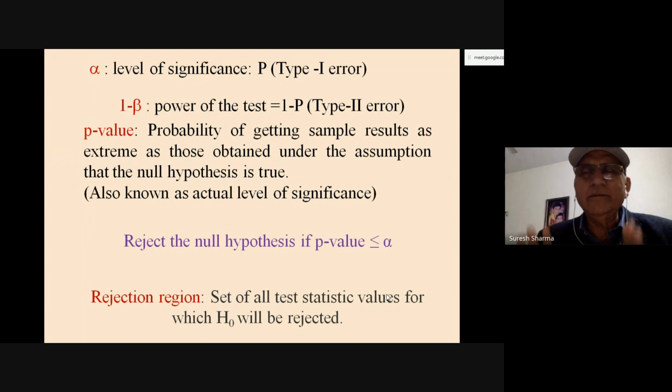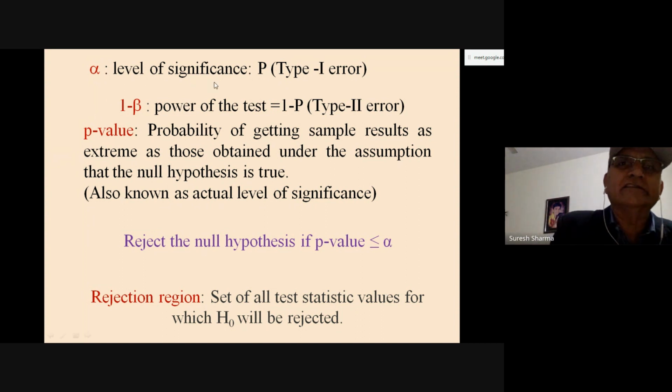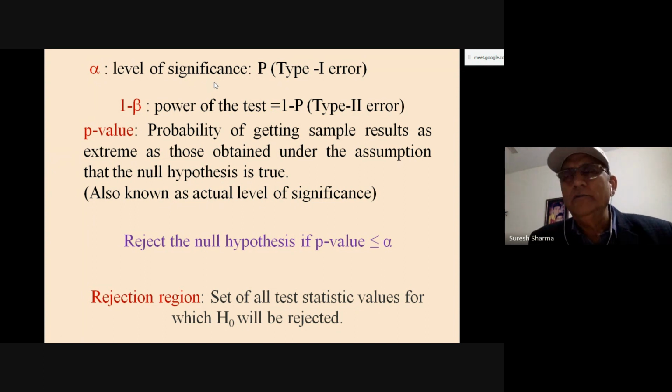And the maximum, or listen to me carefully, please. And the maximum allowable limit in statistics, we call this 5%. That out of even 100 oranges, if up to 5 are of bad quality, still I can accept that lot. But if it is beyond this, I will reject this lot. That's why this is called a level of significance. That means you cannot go beyond this level.